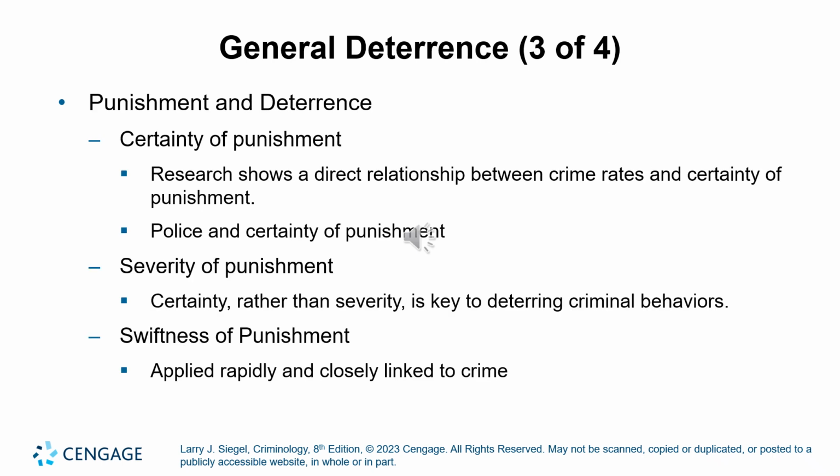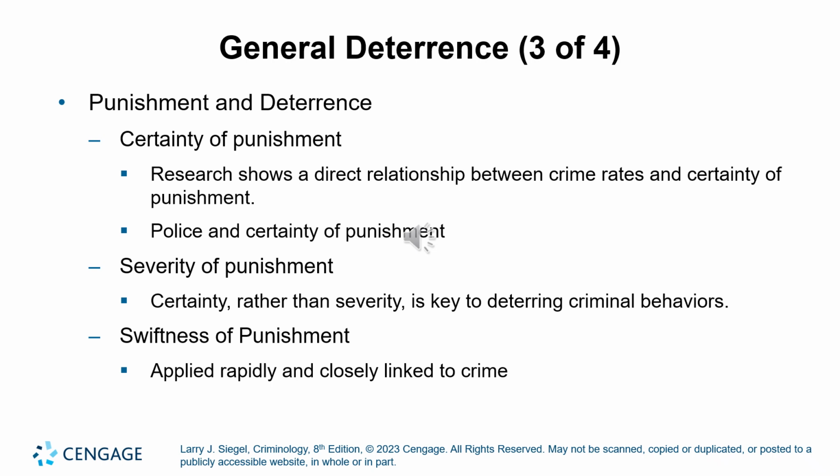So looking at the relationship between punishment and deterrence, first is the certainty of punishment. Research consistently shows that when people believe they are likely to be caught, crime rates go down. In many cases, the presence and effectiveness of police play a big role in increasing that sense of certainty. And second is the severity of punishment. While it might seem logical that harsher punishments would deter crime, the evidence shows that certainty matters far more than severity. Increasing punishment alone doesn't have much impact on people who don't think they'll actually be caught.